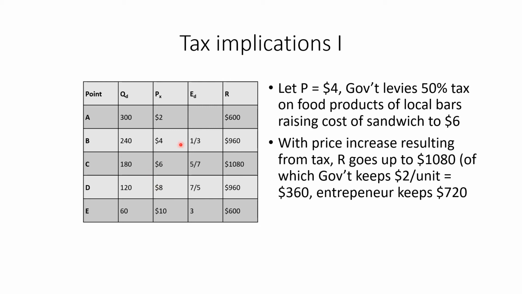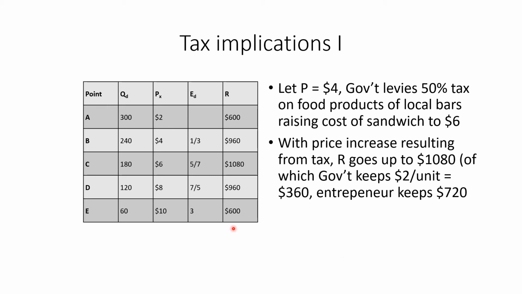So let's suppose that we're at the $4 mark, and the government levies a 50% tax on food products at local bars, raising the cost of our fish sandwich to $6. Well, with the price increase resulting from the tax, the revenue goes up to $1,080. Revenue goes up. They've put the tax on at an inelastic part of the line, of which the government is going to keep $2 per unit. That's the 50% tax, which is $360. Therefore, the entrepreneur keeps the other $720.